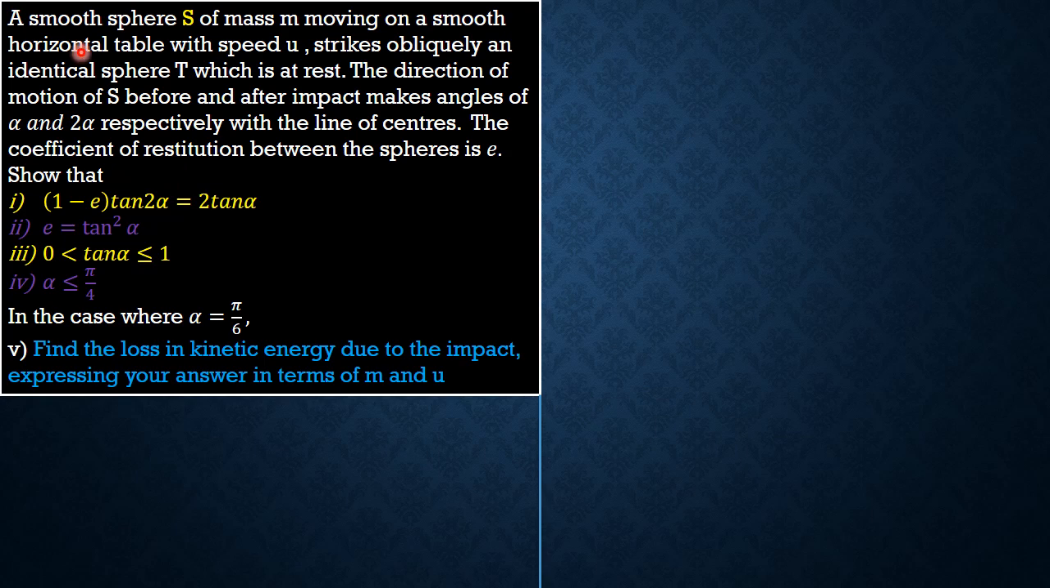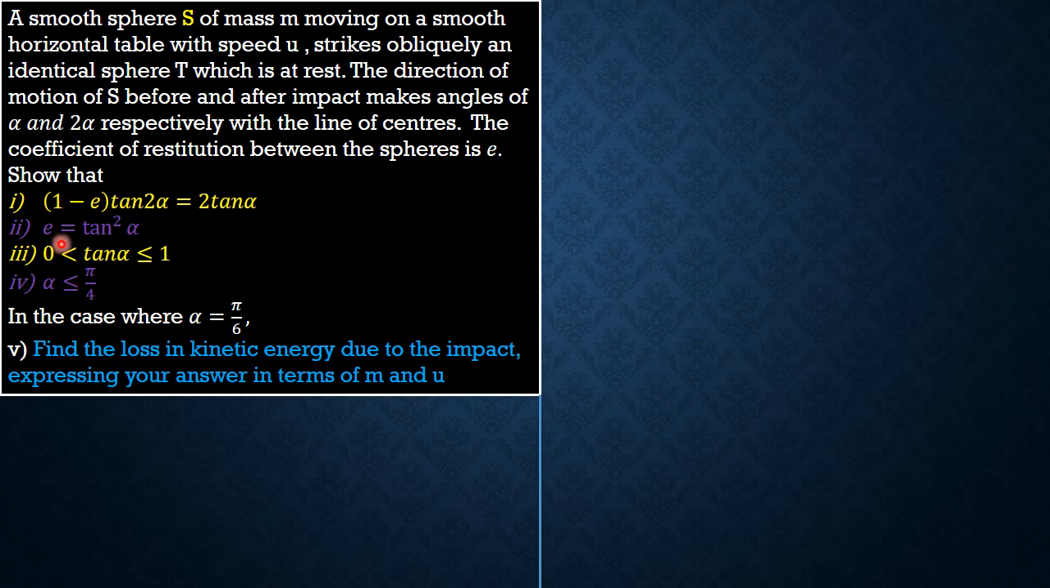Good. So friends, the question reads: a smooth sphere S of mass m, moving on a smooth horizontal table with speed u, strikes obliquely an identical sphere T which is at rest. The direction of motion of S before and after impact makes an angle of alpha and 2 alpha respectively with the line of centers. The coefficient of restitution between the spheres is e. We should show all of these conditions.